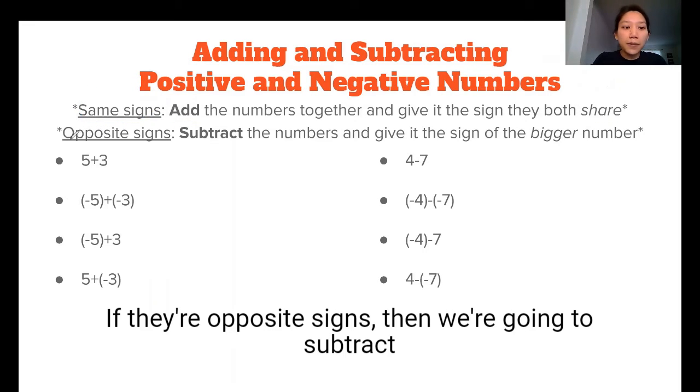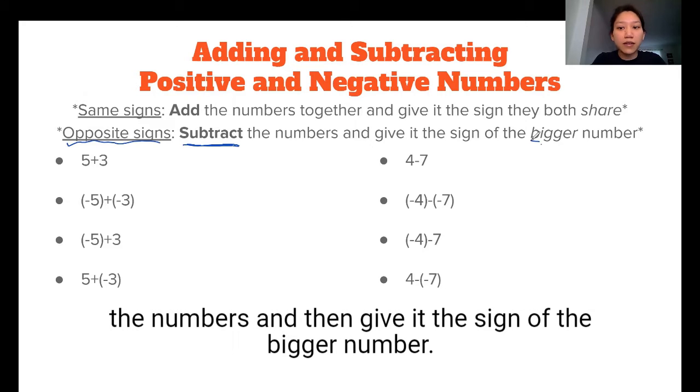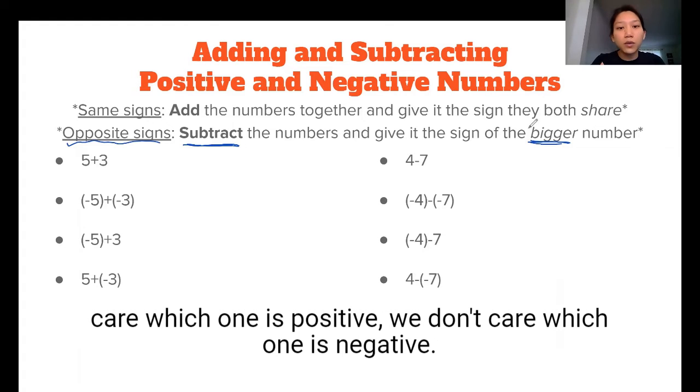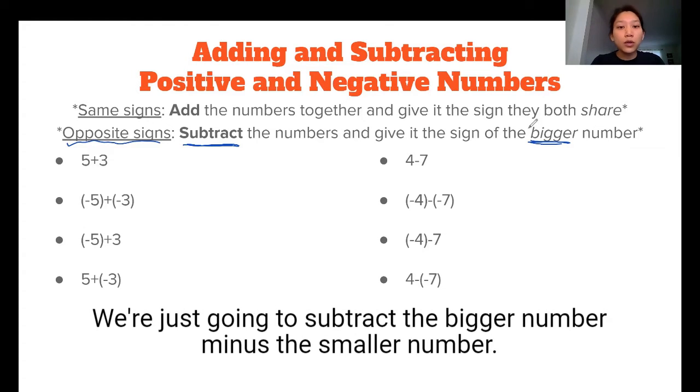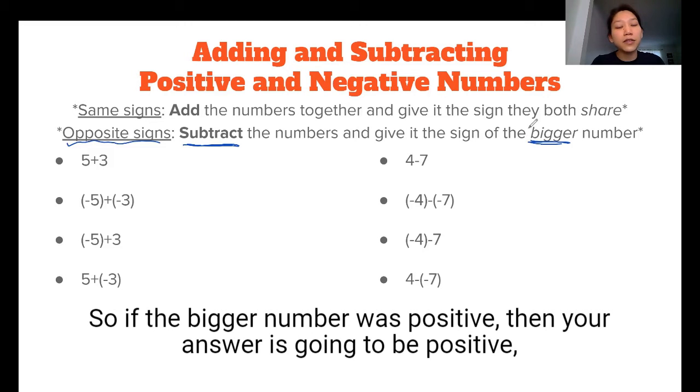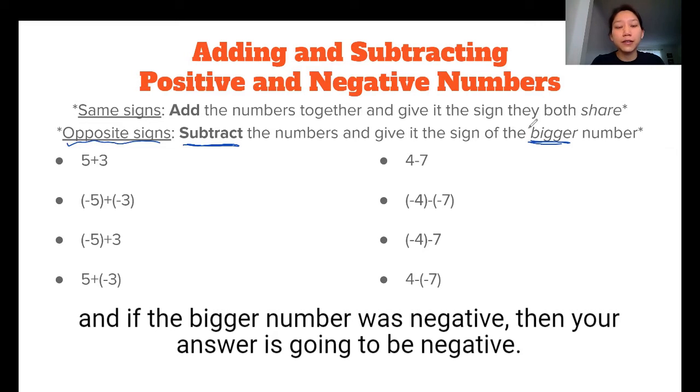Okay, if they're opposite signs, then we're going to subtract the numbers and then give it the sign of the bigger number. Now, when we subtract the numbers at that point, we don't care which one's positive, we don't care which one's negative. We're just going to subtract the bigger number minus the smaller number. That's it. And then we'll figure out the sign, and it's going to be the sign of whichever number is bigger. So if the bigger number was positive, then your answer is going to be positive. And if the bigger number was negative, then your answer is going to be negative.